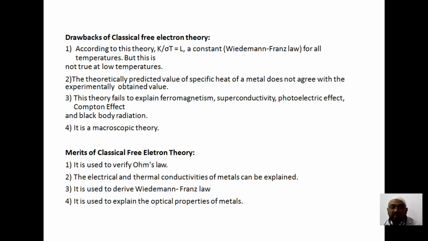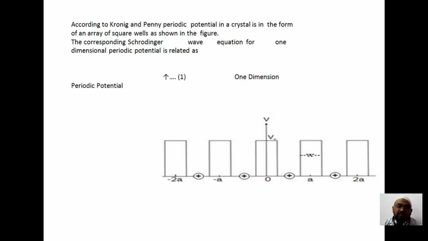Why? Because when we talk about metals, electrons and atoms, these are microscopic, or submicroscopic, particles. We cannot see the electrons with the naked eye. These are the important merits and demerits of the classical free electron theory, which was given by Drude and Lorentz.